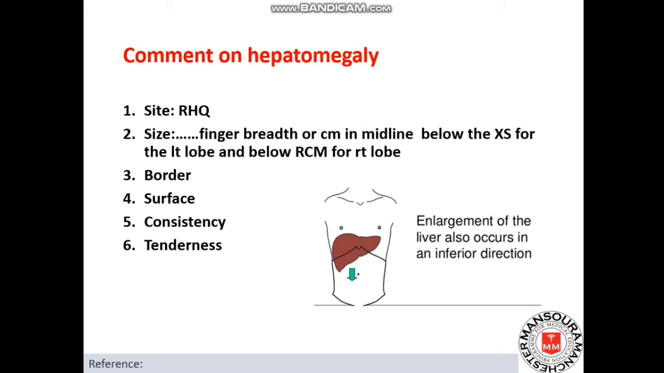Surface either smooth surface or irregular surface in malignancy. Consistency either soft or firm or hard in malignancy as hepatocellular carcinoma. Tenderness either no tenderness or presence of tenderness in case of congestion or infection as hepatitis.